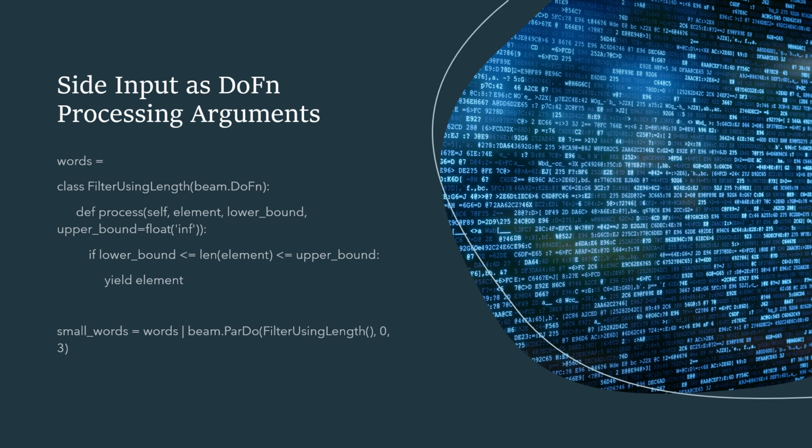Within our pipeline, we've defined our output PCollection, small_words. The DoFn FilterUsingLength is passed to the ParDo transform on our input PCollection, words. Since we have two additional side inputs, we need to provide the two integers after the function call. This will return the words that are between the bounds that have been specified. In this case, it will return the words that are 3 characters and under. Pay close attention to how this is formatted. The integers are not passed as inputs to the user-defined function. Instead, they are passed to the ParDo function after the DoFn function call.